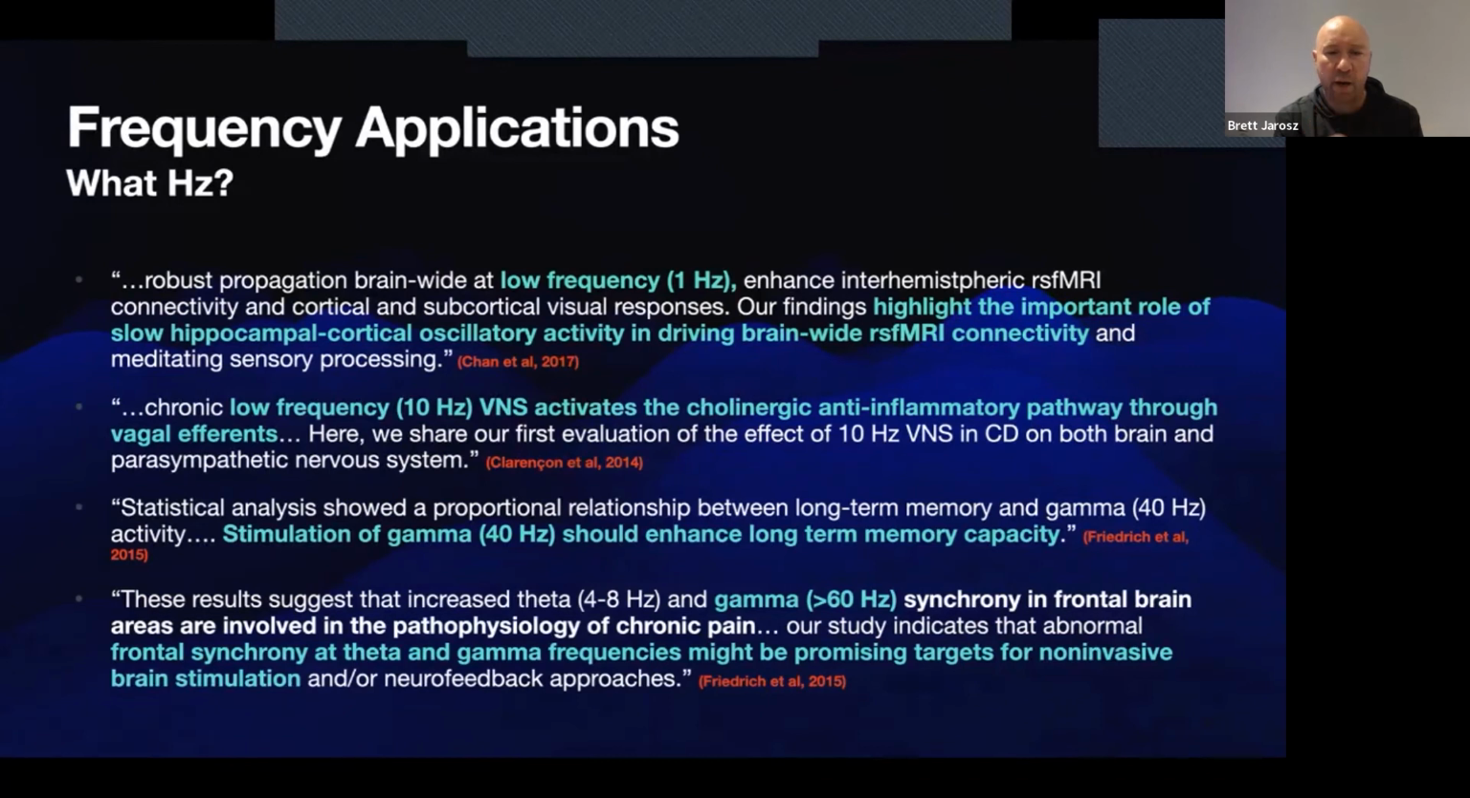And then the last one there, I just used a pain study to talk about this relationship between this 60 hertz and this 4 to 8 hertz. People in chronic pain seem to have increased theta activity, so you don't want to be in that range of like 5 to 9 hertz in chronic pain. This is where you look at this 1, 10, 40, 60, which works really, really well. We don't want to be in that theta range, that 4 to 8 hertz. They showed that trying to get synchrony in the frontal lobe at those theta and gamma frequencies might be promising targets for non-invasive brain stimulation, neurofeedback approaches, etc. So just some articles there as to where some of these frequencies come from.